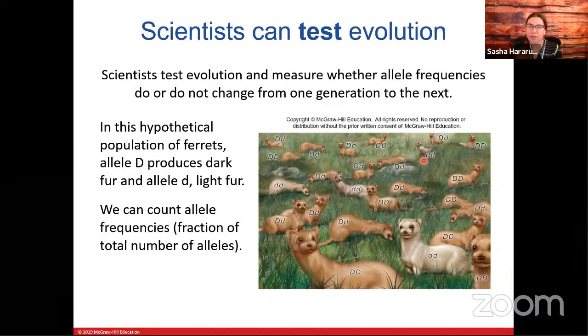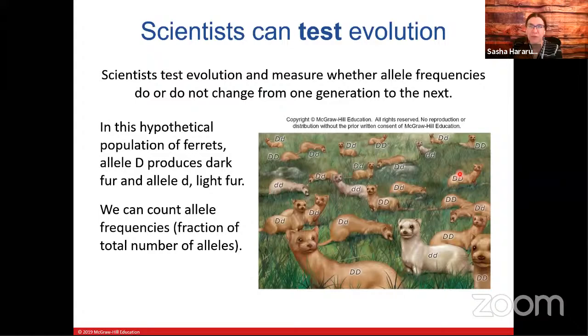So, as Christine said, first, we calculate the frequency of the recessive allele in a population. And let's imagine we're looking at the population of 3 ferrets here. So 1, 2, 3. And to calculate the frequency, you divide the number of alleles of interest over the total number of alleles. So total number of alleles is 1, 2, 3, 4, 5, 6.